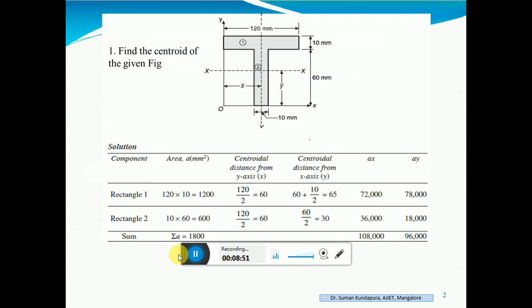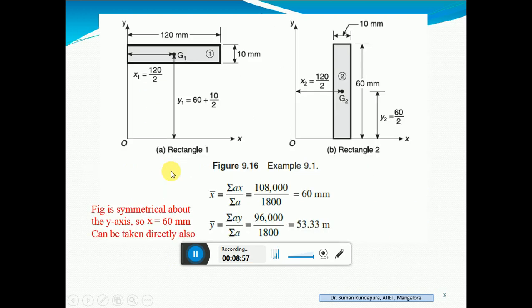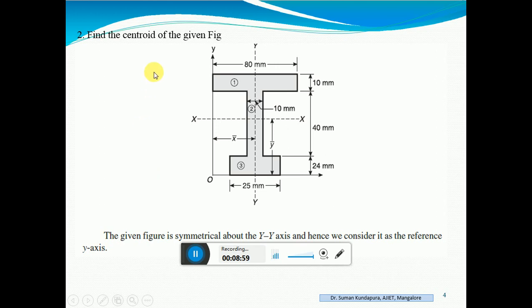So, moving on to the next problem. Find the centroid of the given figure. If you look into this figure, this is basically an I section which has 3 rectangles in it. So, I will split it into 3 rectangles and then solve it.